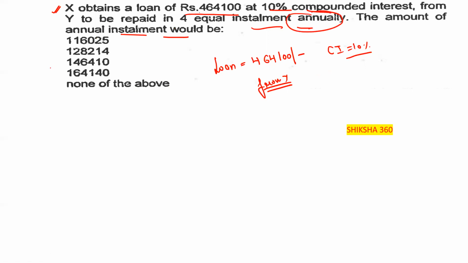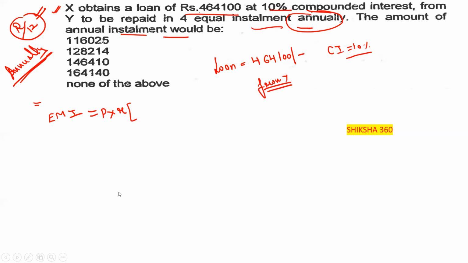So in a question where they have given annual installments, there is no need to divide the rate by 12. Clear? In that case. So we just have to put the formula here. EMI is equal to... please tell fast, what is the formula of the EMI? So that all of you are able to remember or not. P into R into 1 plus R power n upon 1 plus R power n minus 1. Clear?